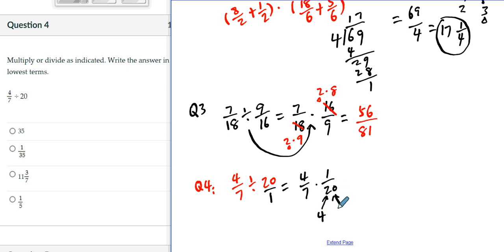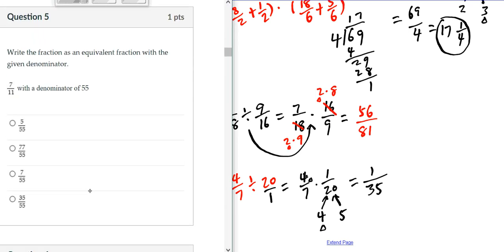20 is separated into 4 times 5. And then you see this 4 cancels this 4 nicely. Then what's left upstairs? Just 1. Downstairs, 4 and 4 cancelled. 5 times 7 left. So 1 over 35. That's the one right here. Second choice.